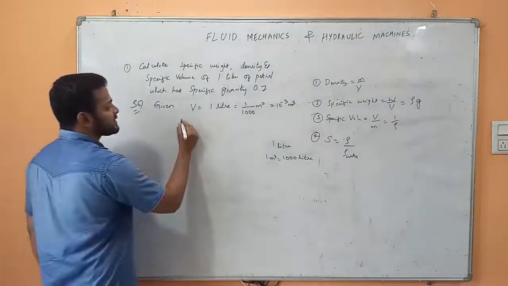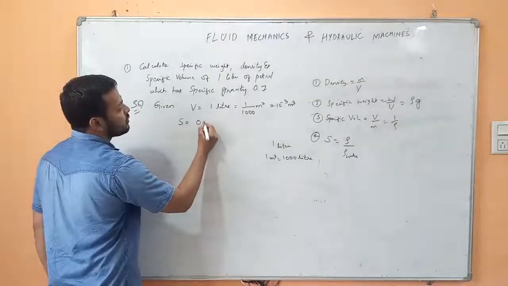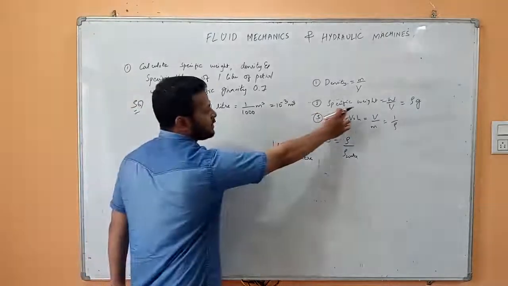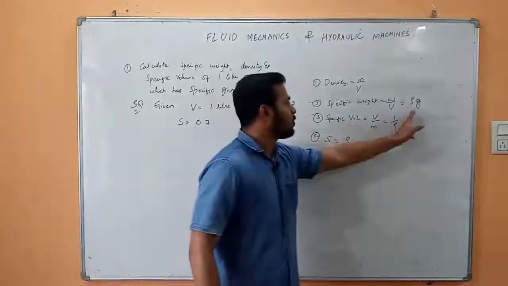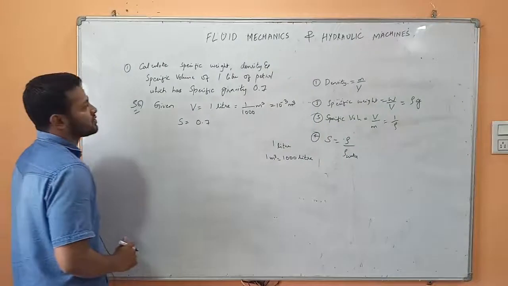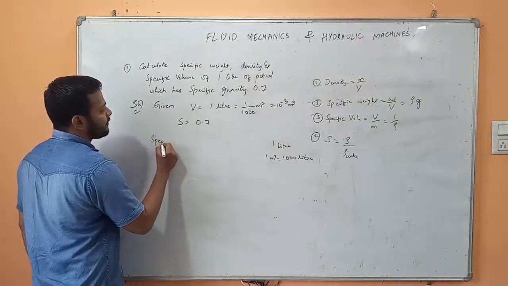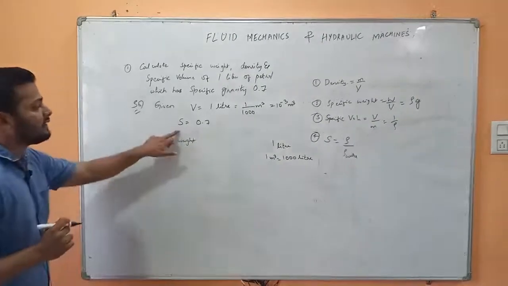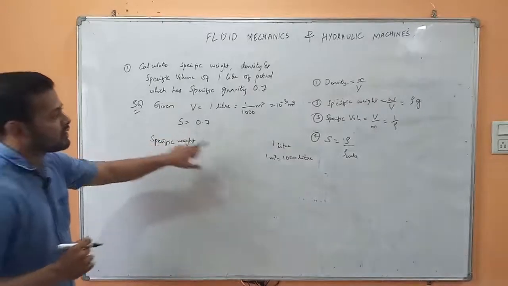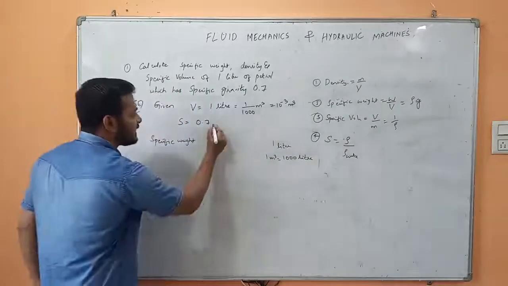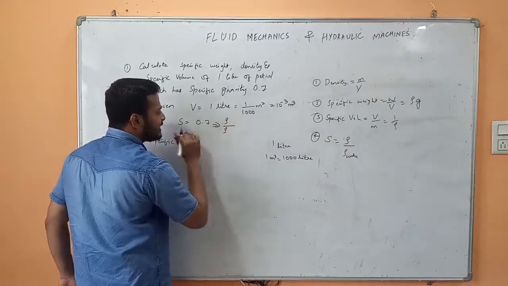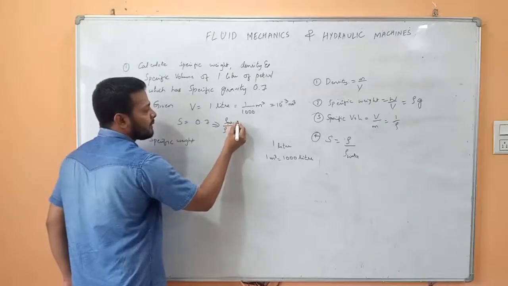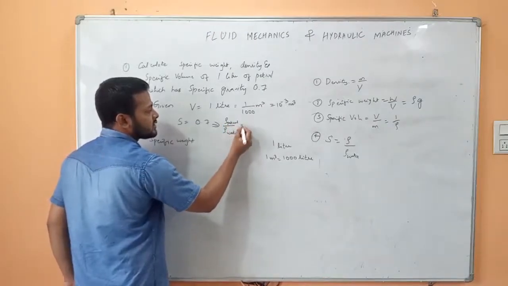Next, specific gravity is given in the question. So specific gravity is equal to 0.7. You have to find out specific weight. What is the formula of specific weight? Weight by volume or rho into G. Any of these two formulas can be used. I told you whenever specific gravity is given, you can find out density, because specific gravity implies density by density of, what is this liquid? This liquid is petrol. So density of petrol by density of water is equal to 0.7.